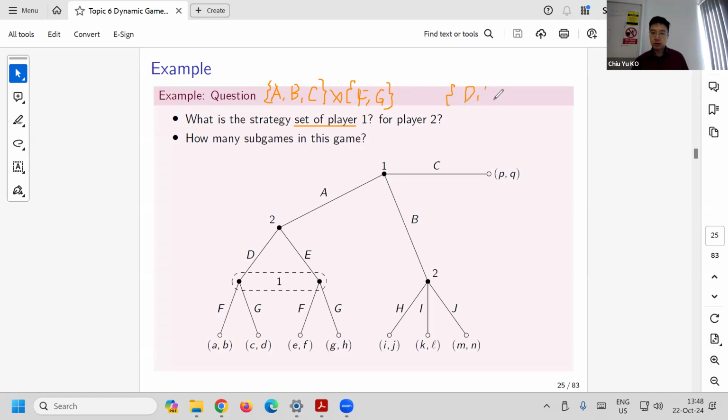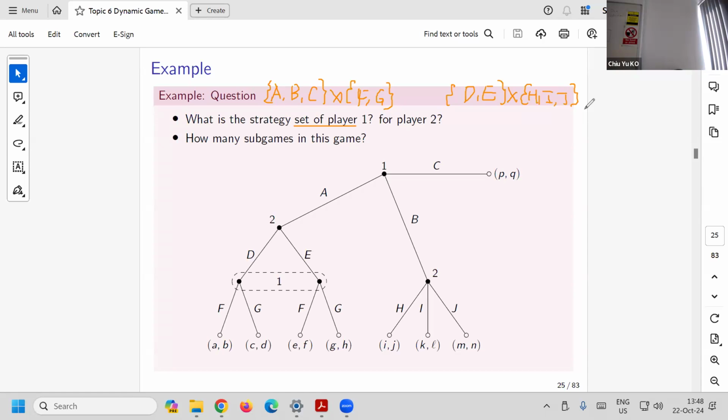D and E, cross product of H, I, J, right? So that would be 6 outcomes for each, 6 strategies for each, right? For every D, you can choose H, I, J. For E, also H, I, J. So 2 times 3. Okay, 6 strategies for each one.